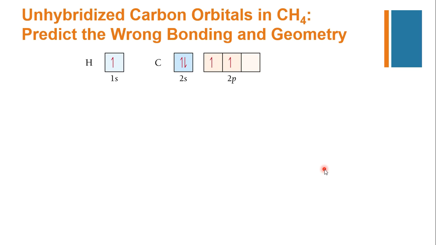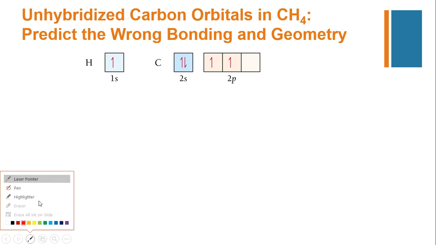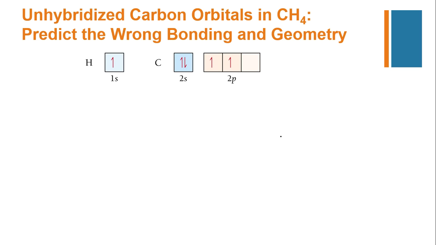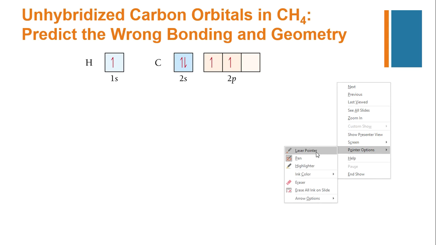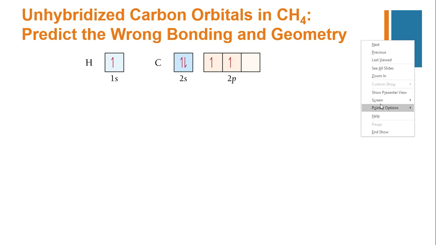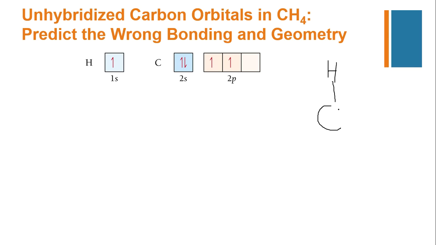So let's think about CH4, methane. We've seen CH4 before. We know that it makes a molecule that looks something like this. And please forgive me for my drawings. I don't have my pen right now. I'm trying to use a mouse. So forgive me for how messy this is. But this is what methane looks like.